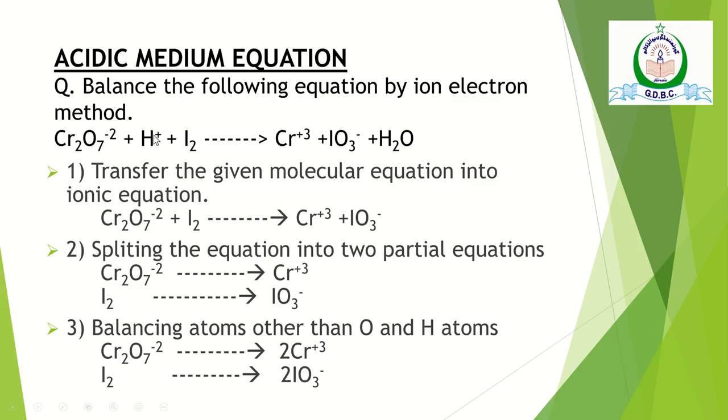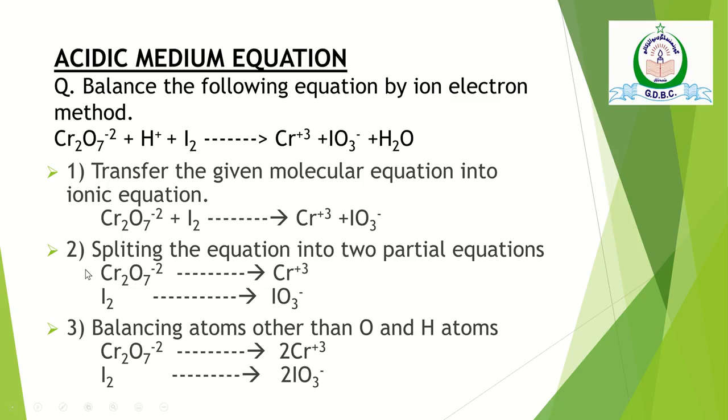So we have omitted H plus ion here from the reactant hand side, and we have omitted water molecule here from the product hand side. So this is the equation which was already given in the form of ions. That is the ionic equation. Here comes our equation in the ionic form.